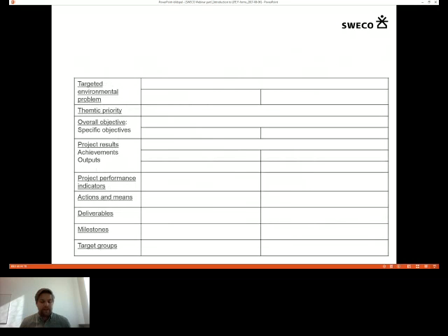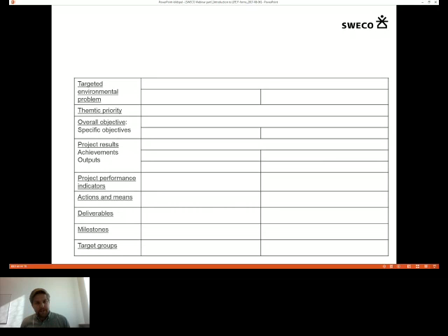When you have answered those, it is important to fill out the logical structure of the project. We have been putting very much emphasis on this too. I'll repeat it shortly so that we don't forget what we're talking about. First of all, identify the targeted environmental problem. This is, as we said, one of the cornerstones of a LIFE project, as well as the LIFE program at large. The targeted environmental problem needs to be linked to the thematic priority in the sub-programs of LIFE.